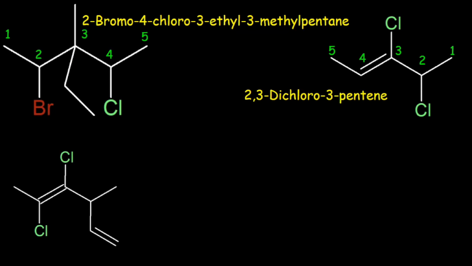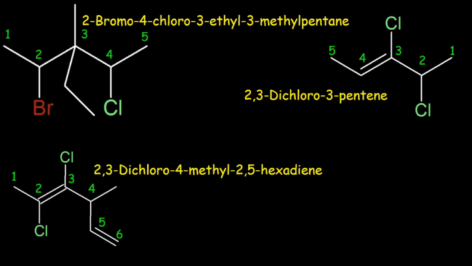Let's have a look at this example. Here 2 double bonds are present. So firstly, select the heading part of the molecule and then start the numbering. But you have to select that part of the molecule as the heading part which contains the maximum double bonds and maximum halogen substituents. 1, 2, 3, 4, 5, and 6. So the name of the molecule would be 2,3-dichloro-4-methyl-2,5-hexadiene. Right?